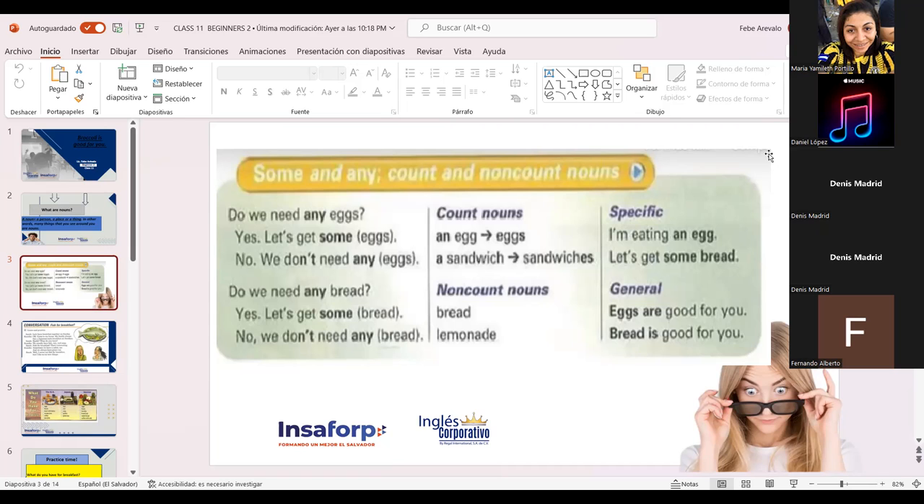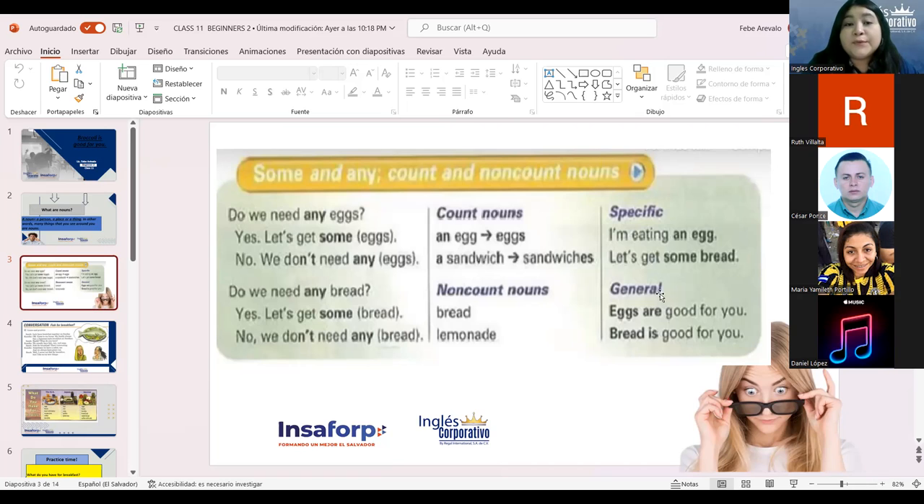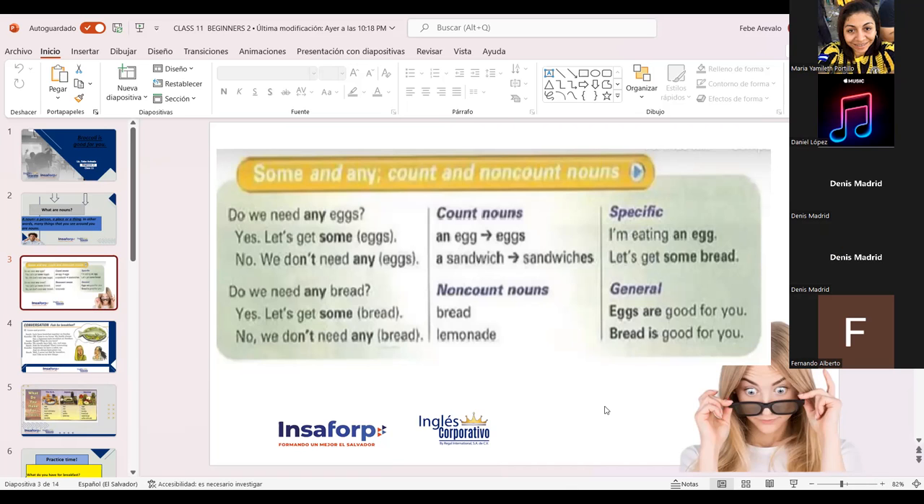Now, let's check a next pair. Vamos con la siguiente pareja. Ruth Villalta, usted pregunta. Let me check. Fernando Alberto, you answer. Action.